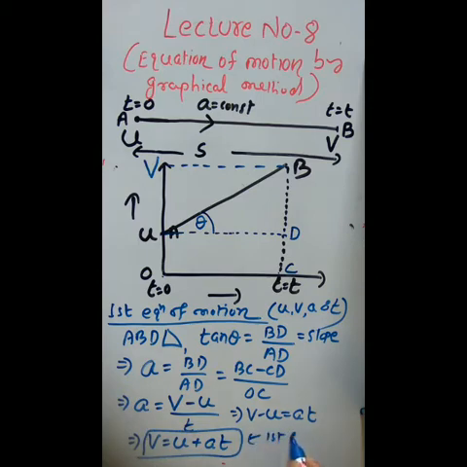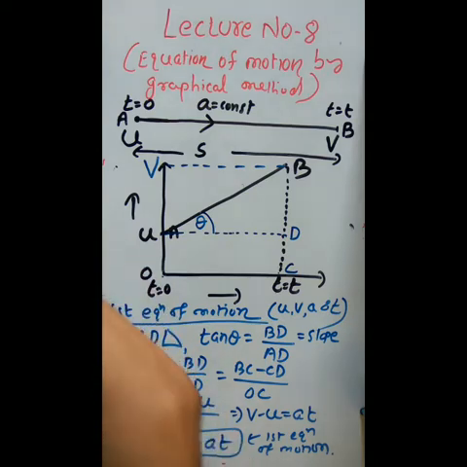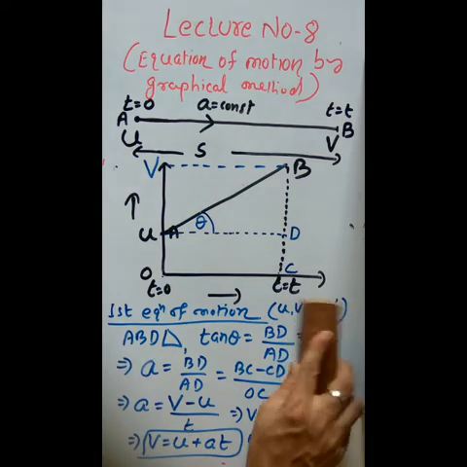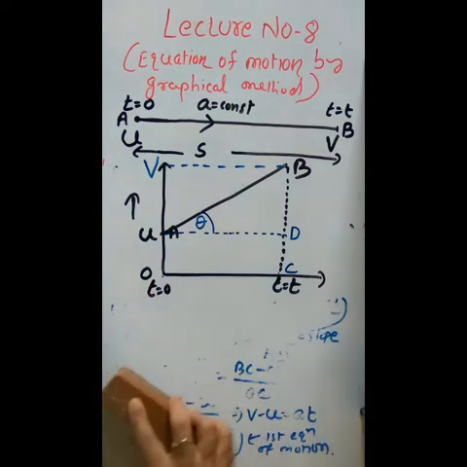So this is our first equation of motion. It gives the relationship between initial velocity u, final velocity v, acceleration a, and time t. So this is called the first equation of motion. Clear? Now we will go to the second equation of motion.